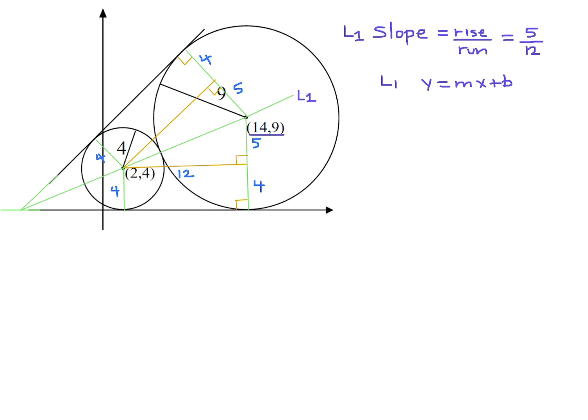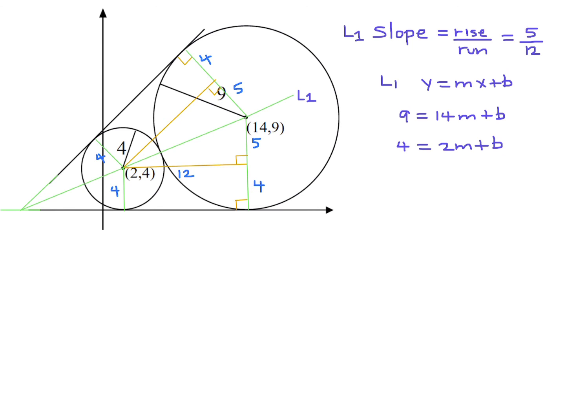So let's use the first point, (14, 9). That would give me 9 is equal to 14m plus b. And if I substitute the second point, that would give me 4 is equal to 2m plus b. Okay? Now we already know the slope is 5 over 12. So m is 5 over 12.